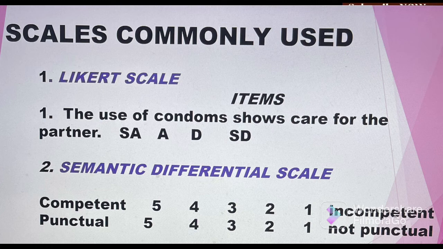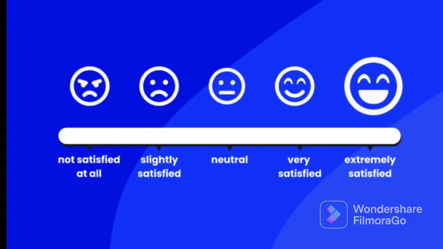So the use of condoms, which is an item or an indicator, shows care for the partner. So you have four graduations or four measures of the Likert scale: strongly agree, agree, disagree, and strongly disagree. That is an example of a Likert scale.